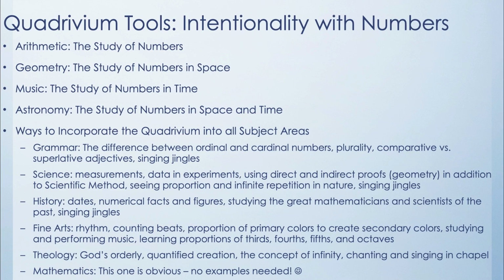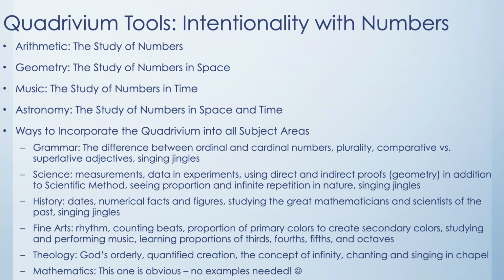Okay, science. We have measurements, of course. And I know science and math and the quadrivium always seem to go hand in hand. But I think they all should go hand in hand like that. So you have measurements, you have data in experiments, direct and indirect proofs. We do that all throughout Euclidean geometry, in addition to the scientific method. Seeing proportion and infinite repetition in nature, and singing jingles.